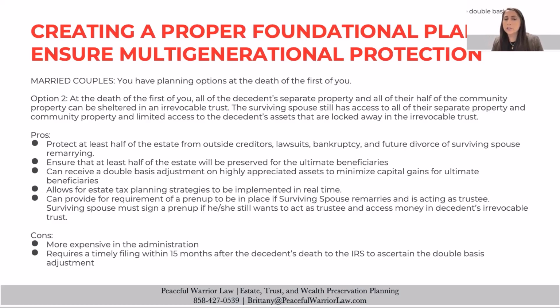There's also a way to say that if the surviving spouse gets remarried, it's required that they get a prenup before they can touch anything in that credit shelter trust. So this is a really good option for more often people who are in their second marriages, blended families, or just people who are like control freaks. They want to make sure that things go according to their plan. And we all know them.